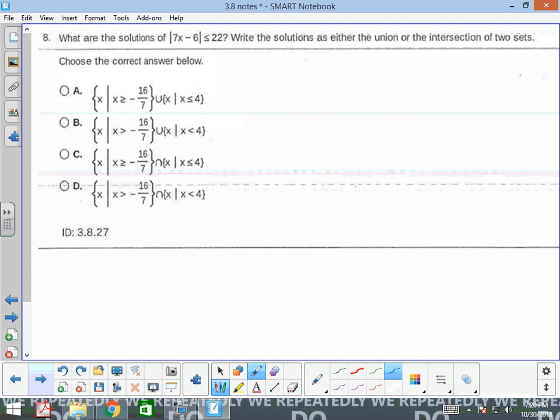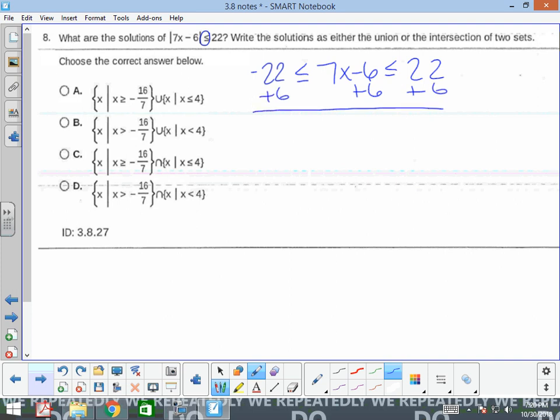All right, number 8. What are the solutions? Hey, we did this one on 3.7. So 7x minus 6 absolute value is less than or equal to 22, so that's a between. We're going to put 22 on the right, negative 22 on the left. Add 6, and we get negative 16 is less than or equal to 7x, which is less than or equal to 28. Divide the middle, the left and the right by 7. So negative 16 sevenths is less than or equal to x, which is less than or equal to 4.